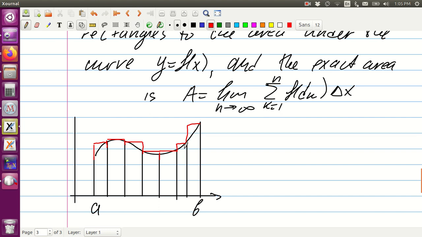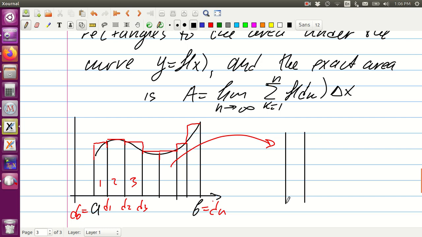All right. And d sub 0 will be A. This is d1, d2, d3, because these are the intervals. All right, and B is d sub n. So it's exactly the same situation as before. So basically, if you take one particular rectangle and zoom up on this one, you get something like this.